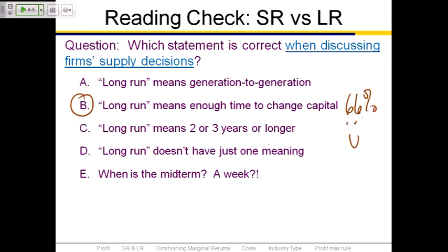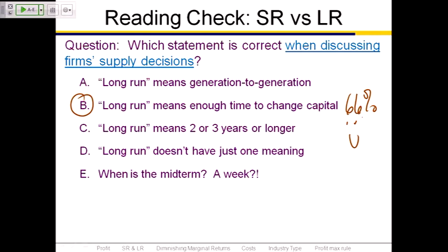One of the kickers in economics is that the phrase long run has different definitions depending upon what topics we're talking about. So when we did the production possibilities frontier and we talked about economic growth, we talked about economic growth depending upon increases in the supplies of inputs and increases in the productivity of inputs. That's a discussion about long run growth, but it's really about generation to generation changes. So the difference over a decade or 2 decades or 3 decades.